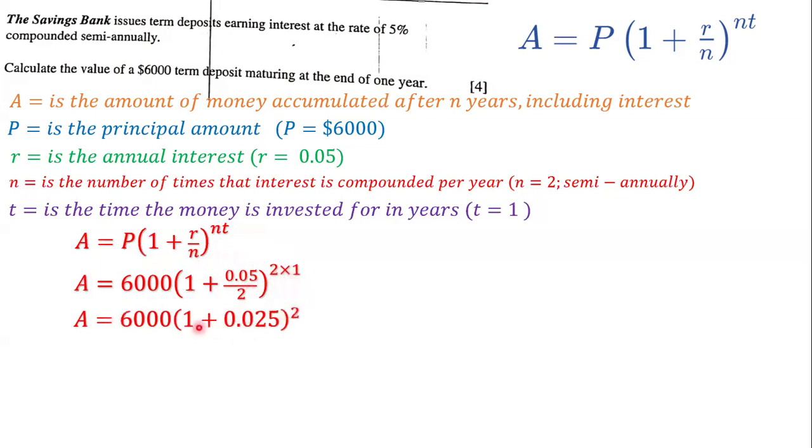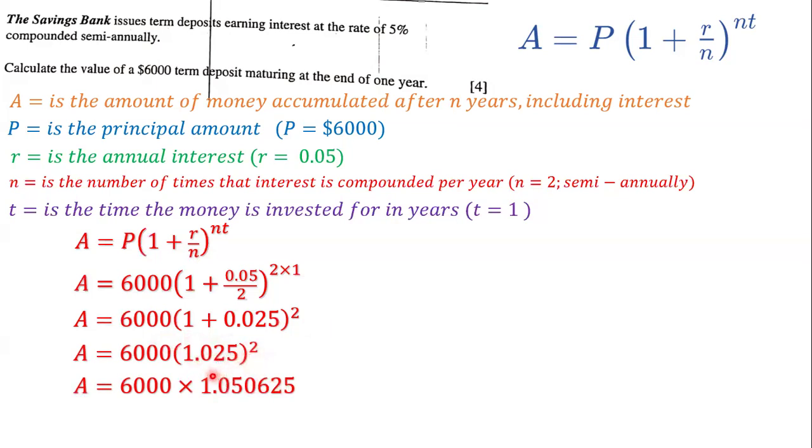Next, we add these two. So we have 1 plus 0.025, and when we add these two, we have 1.025. So we have 6,000 multiplied by 1.025 raised to the power of 2. And when we say 1.025 raised to the power of 2, we get 1.050625.